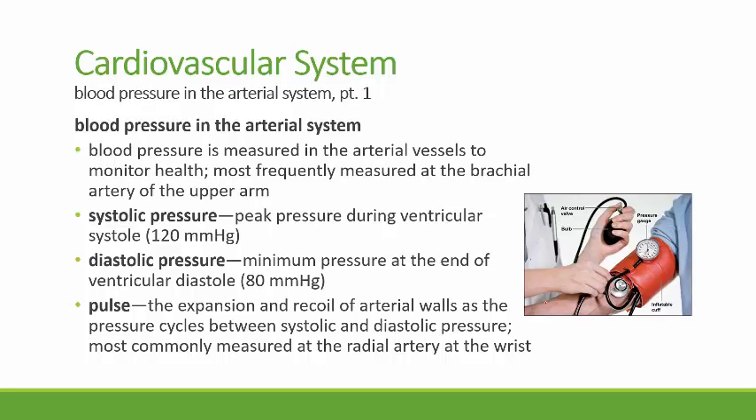There are two blood pressures that we keep track of: the peak pressure that the ventricles generate during systole, about 120 millimeters of mercury, and the minimum pressure, which is about 80 millimeters of mercury.